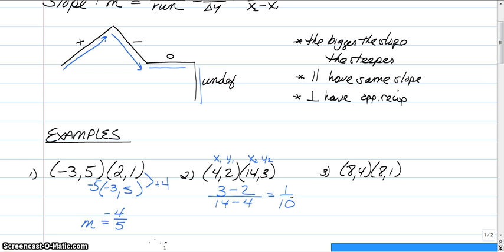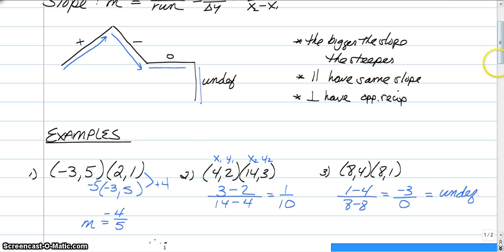Finally, number 3. This one is the same thing. Go ahead and use either formula that you like. It doesn't matter which order. You don't have to have the bigger one come first. For example, if we have 1 minus 4 over 8 minus 8, we're going to end up with a -3 over 0. Now here's a quick question. Can you divide by 0? Of course you can't. So whenever you have 0 in the denominator, your slope is undefined. Okay, it is undefined. Alrighty.